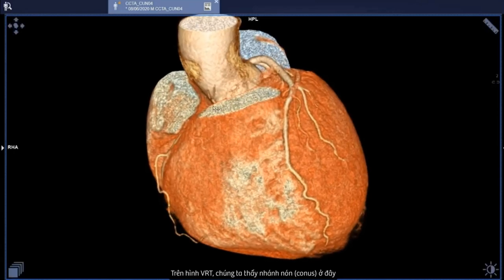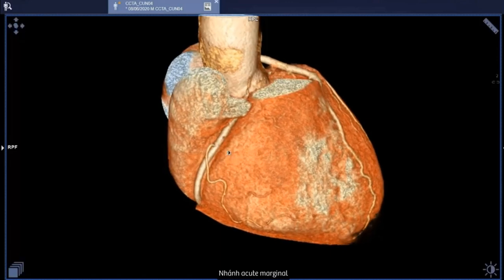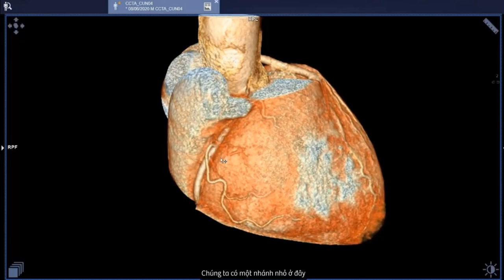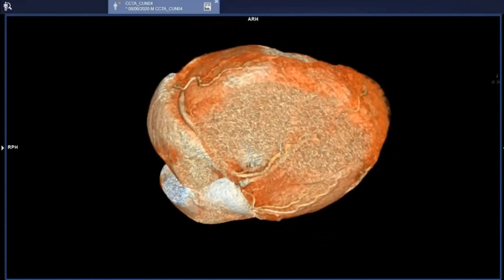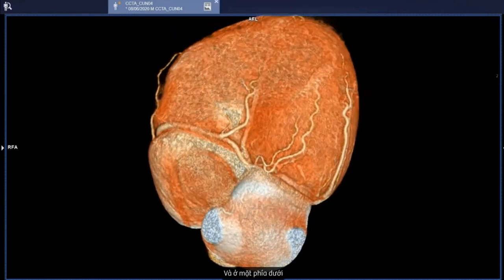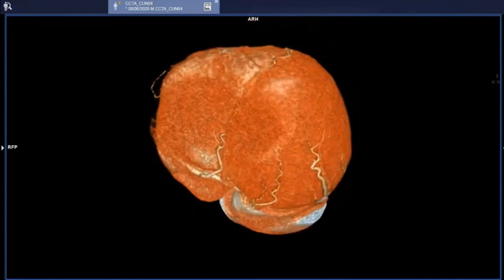In the volume rendering, we've got the conus branch here, and acute marginal branches. He's got this tiny little one here, this one which is bifurcating, and then in the inferior aspect we've got the posterior descending artery, and here we see the posterolateral branch.